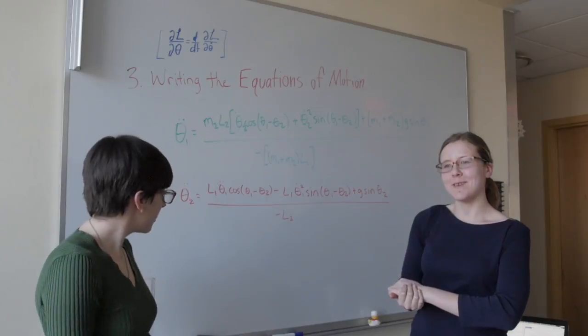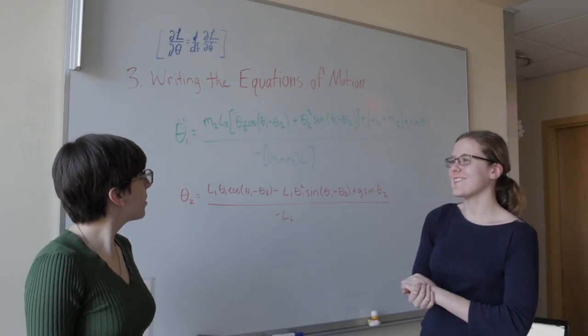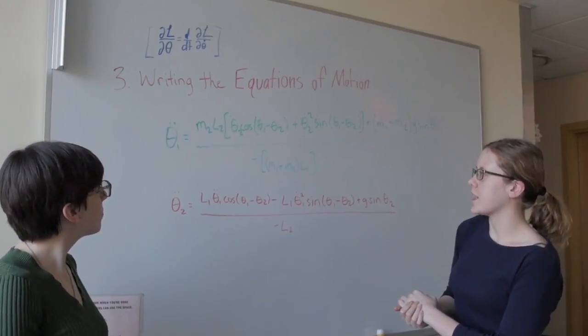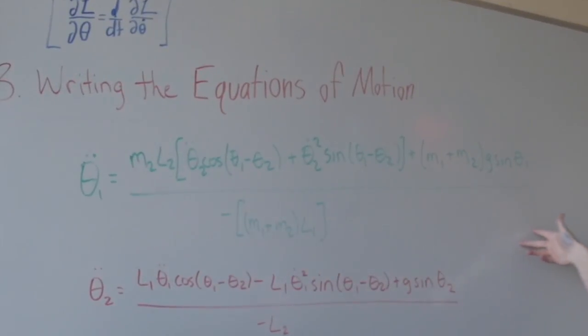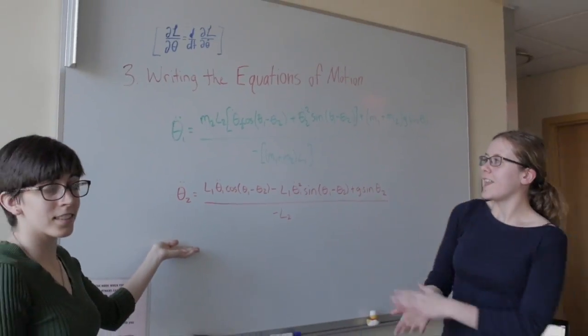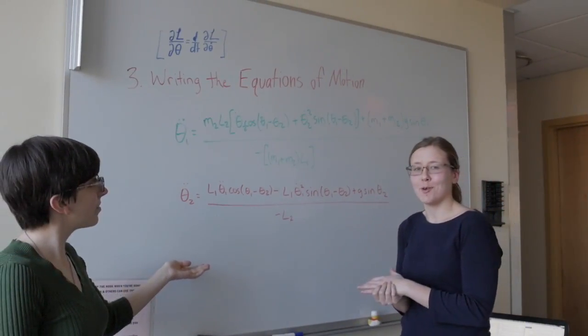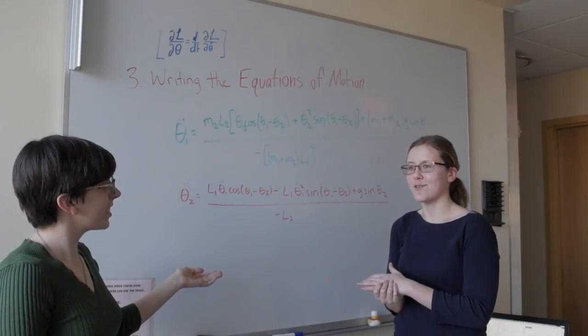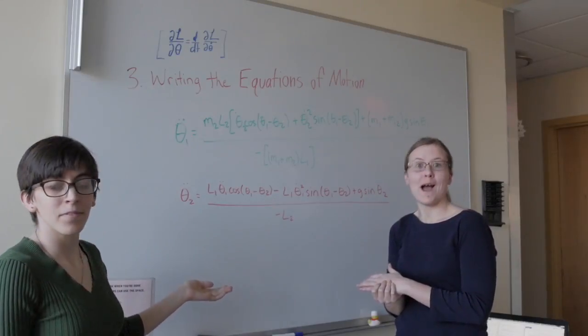Many hours later and many sign errors later, you will eventually find that theta 1 double dot comes out to be this marvelous beast right here, and theta 2 double dot comes out to be this. Now, looking at these, you can't see what the motion of the system is. At least I don't think you can. If you can, that's wow.